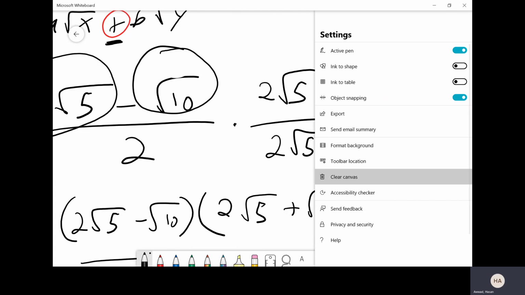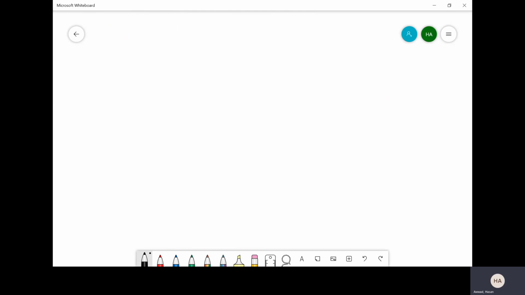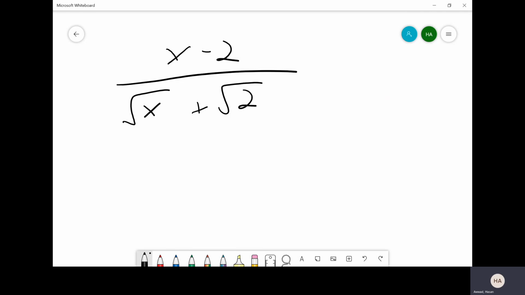Okay, so with all of that being said, why don't you go ahead and try your hand at the second classwork assignment, which is x minus 2 all over the square root of x plus the square root of 2. And again, your goal here is to rationalize the denominator, okay? So rationalize the denominator. We have two different terms in the denominator, so you're going to have to probably try the same method. So give it a shot, unpause the video when you are ready.